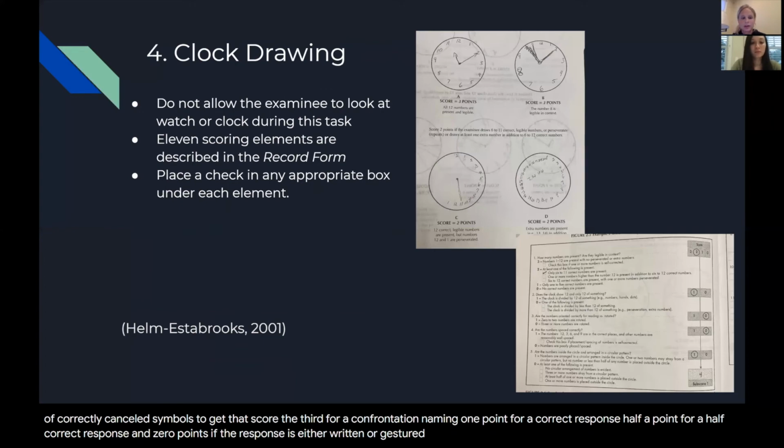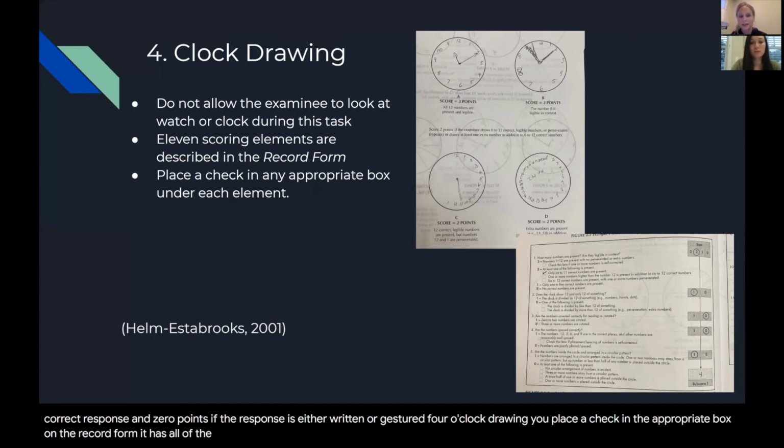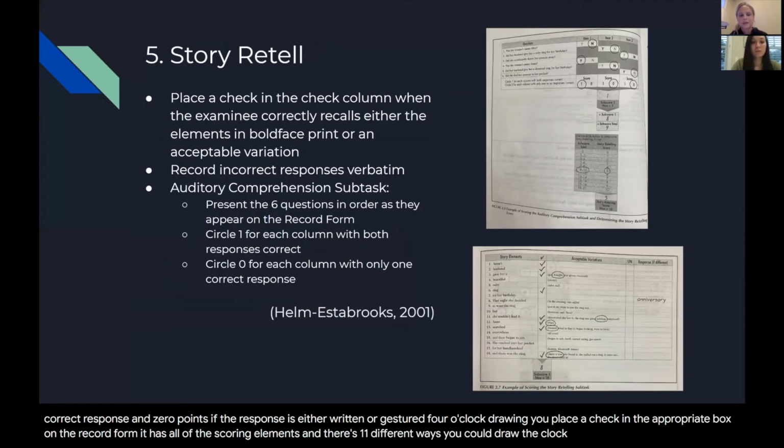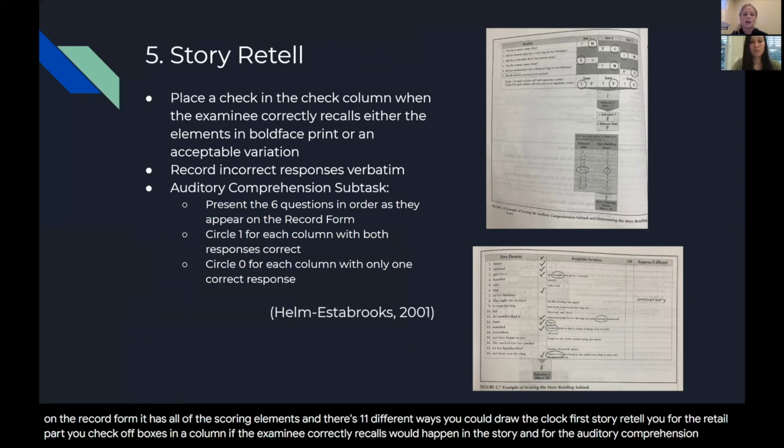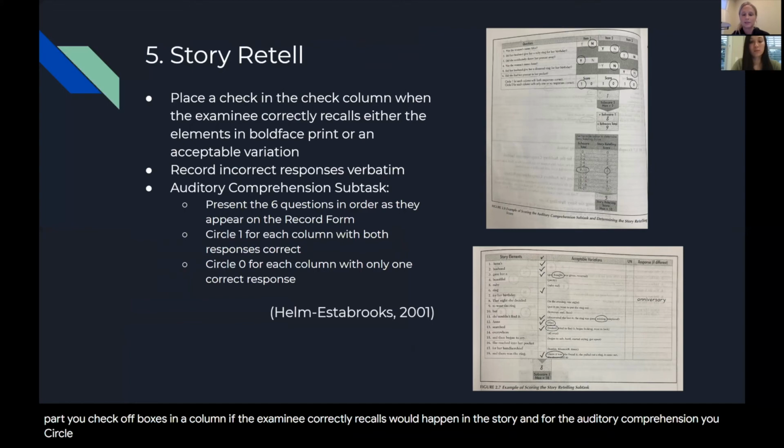For clock drawing, you place a check in an appropriate box on the record form. It has all of the scoring elements, and there's 11 different ways you could draw the clock. For story retell, for the retell part, you check off boxes in a column if the examinee correctly recalls what happened in the story. And for the auditory comprehension, you circle 1 if it's a correct response or 0 if it's incorrect.